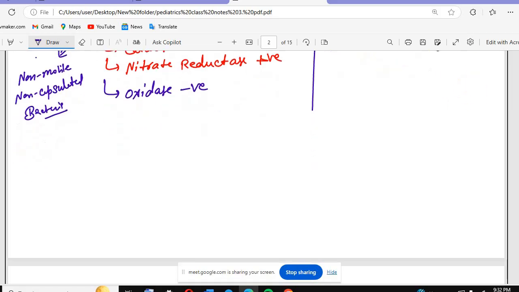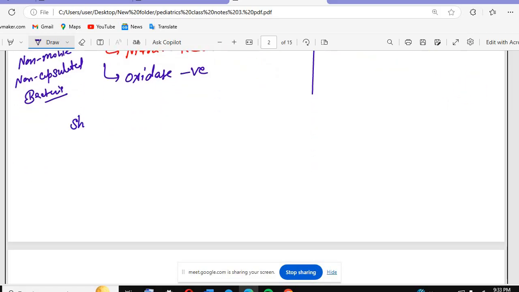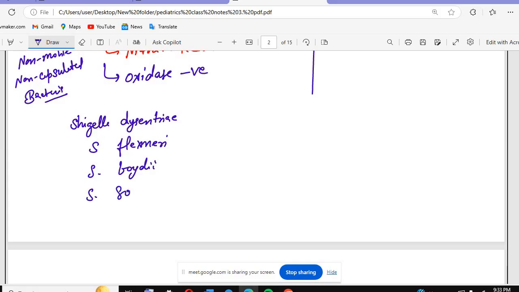Now Shigella has different species. What are those? Shigella dysenteriae, Shigella flexneri, Shigella boydii, and Shigella sonnei.